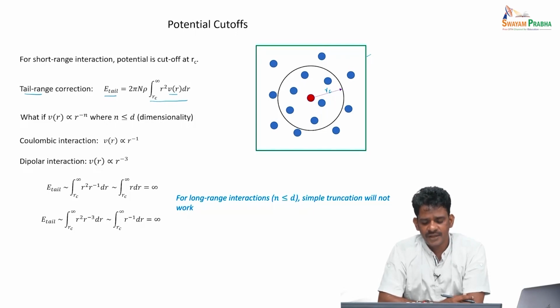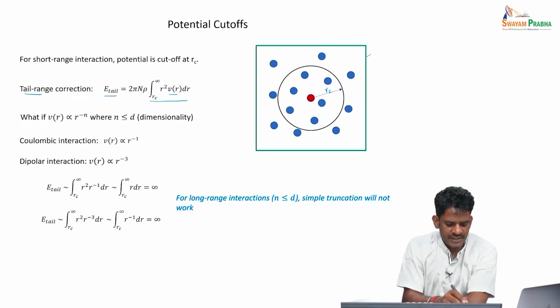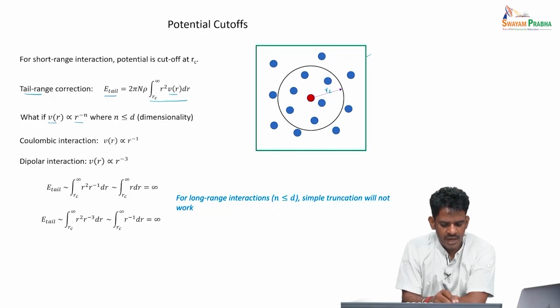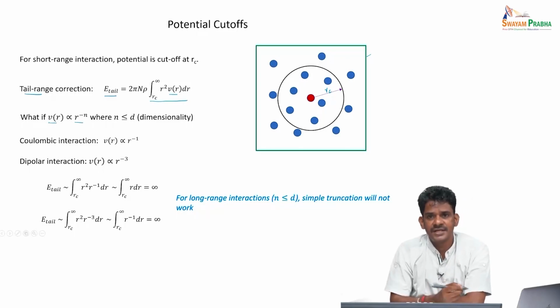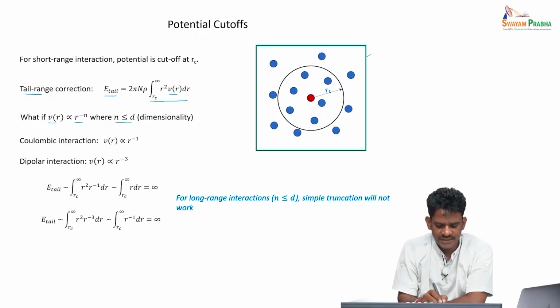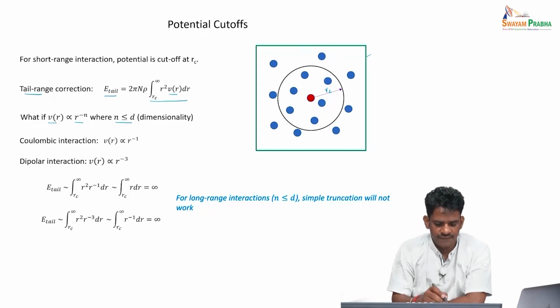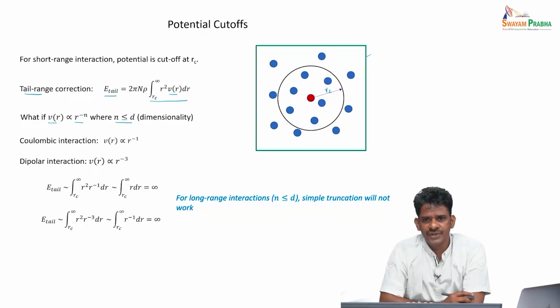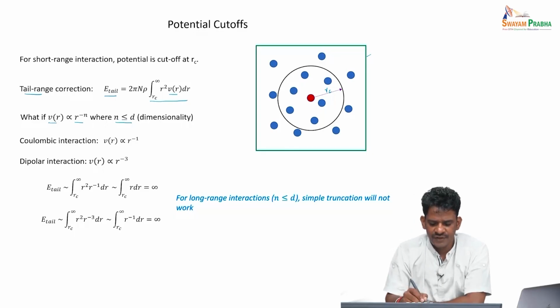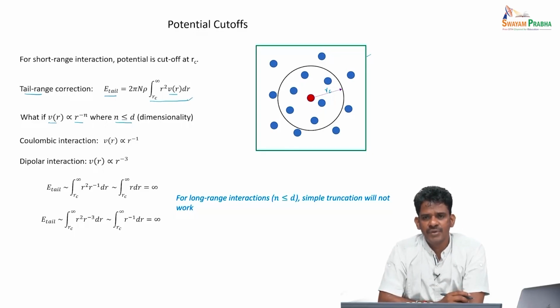But a problem arises when the potential energy V is long ranged. For instance, think of a potential energy V proportional to r power minus n, where n is an integer. If n is less than or equal to the dimensionality of the system, for instance, if you are doing 3D simulations and n is less than or equal to 3, then this kind of integral will not converge. That means we won't be able to add a tail correction for long range interactions.